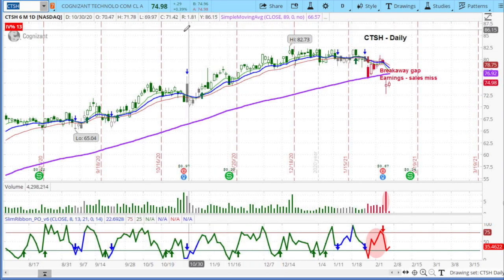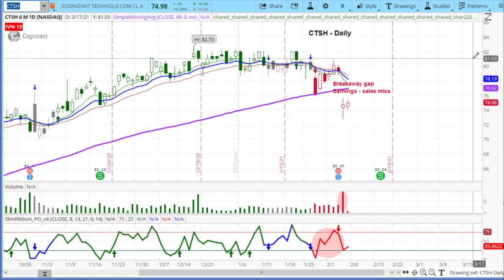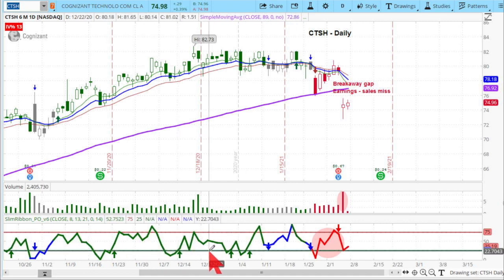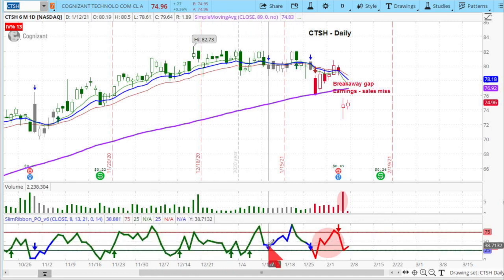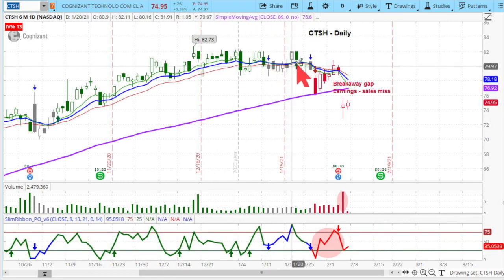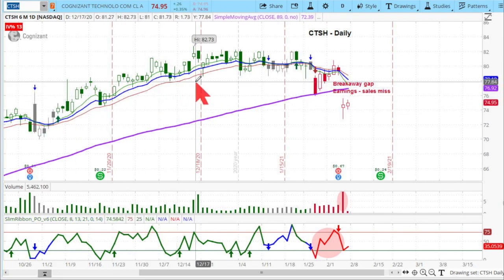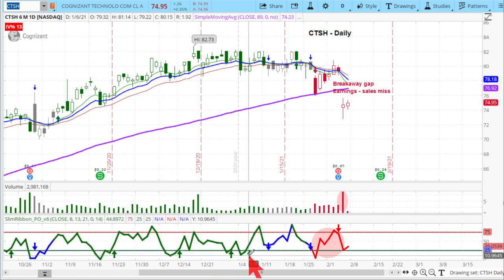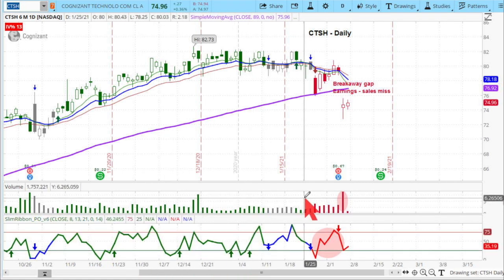So we're going to switch here and move to CTSH, which is Cognizant Technology, and look what just happened. You can clearly see the uptrend in here. You could see the really, really clear upward momentum right in here. Here's where the slim ribbon turns neutral, and you can see that right over here after the strong gains. Slim ribbon is the best momentum indicator I know. Add the signal indicator to it on the slim ribbon PO, and it's just fantastic.